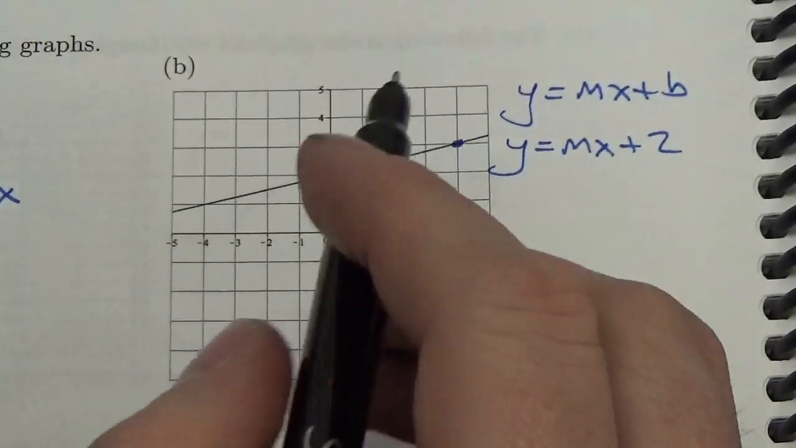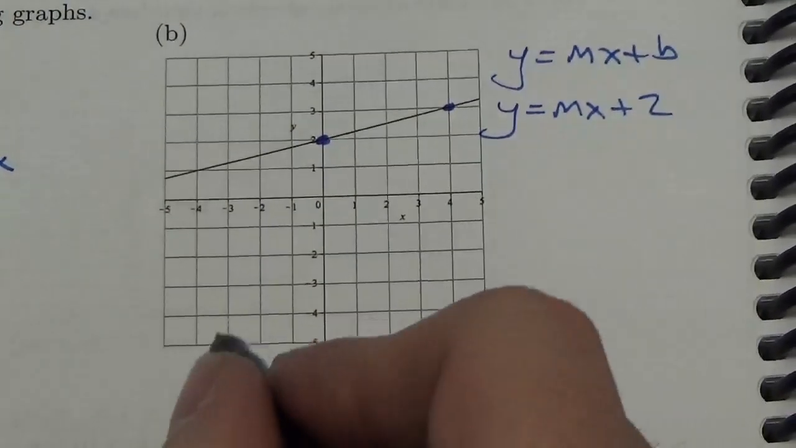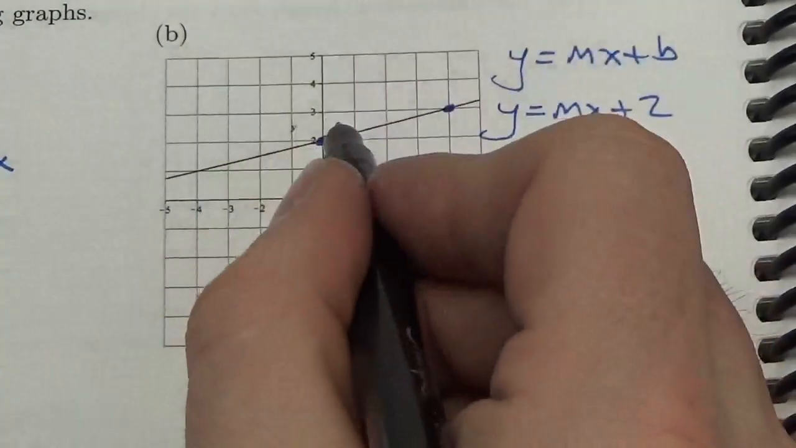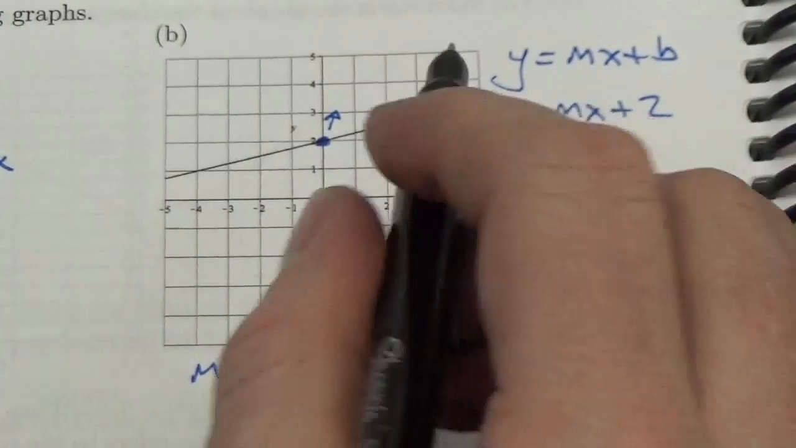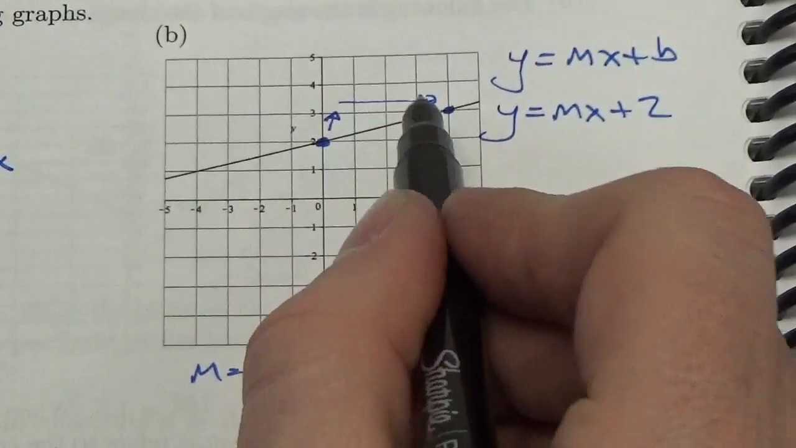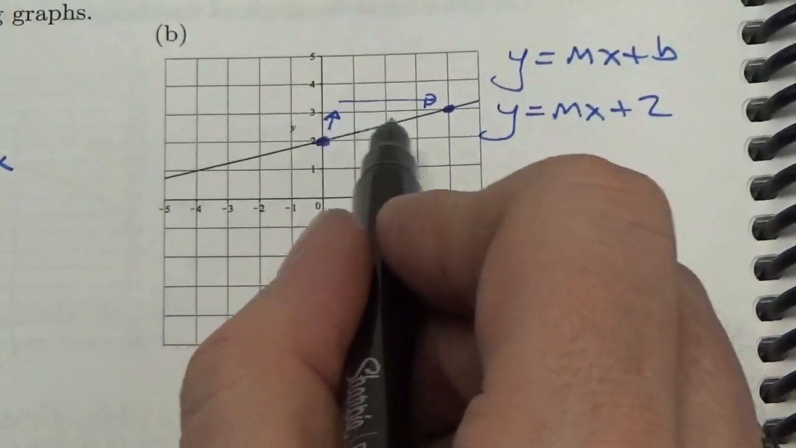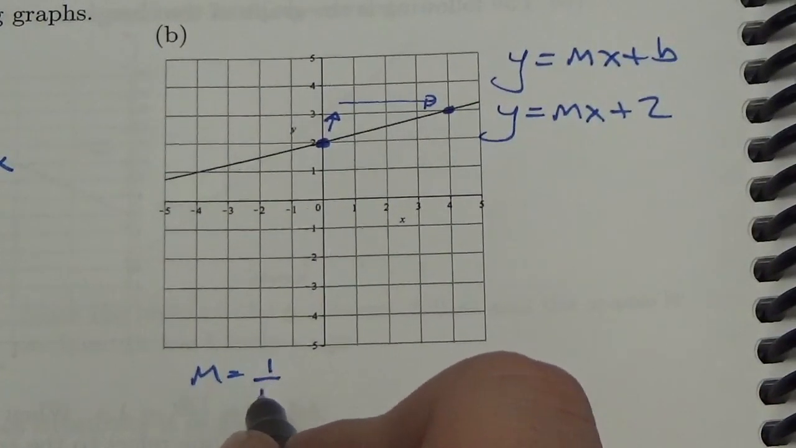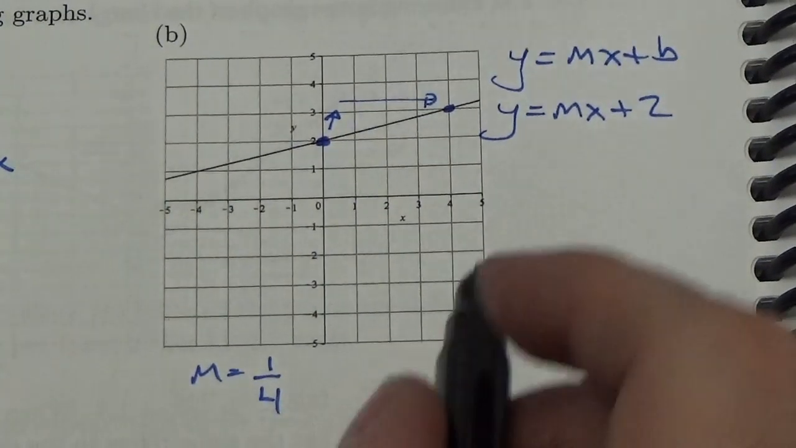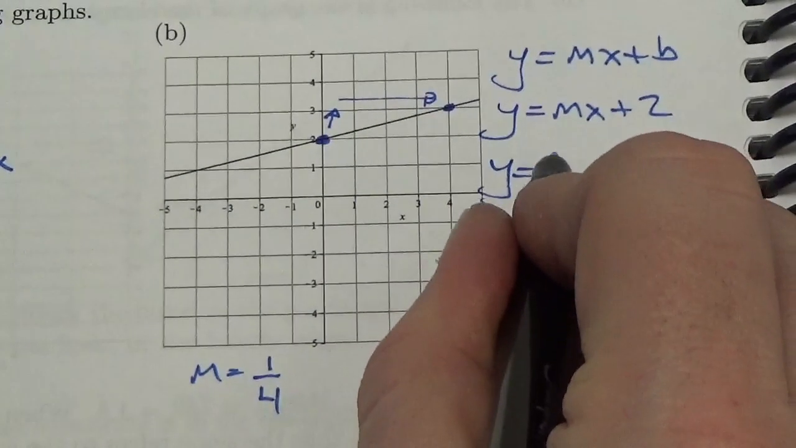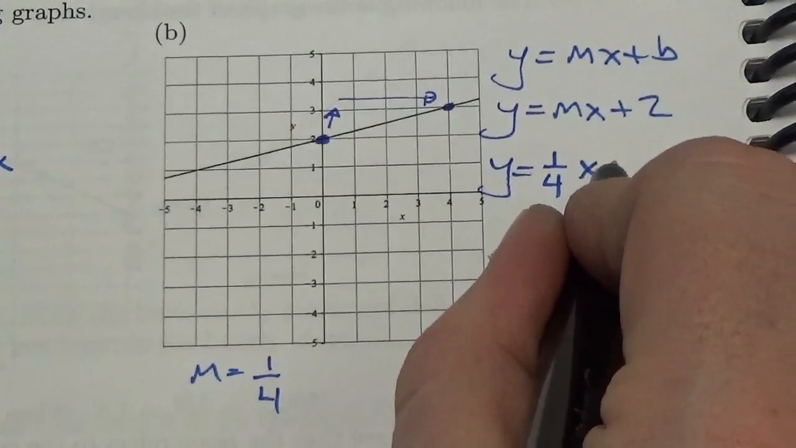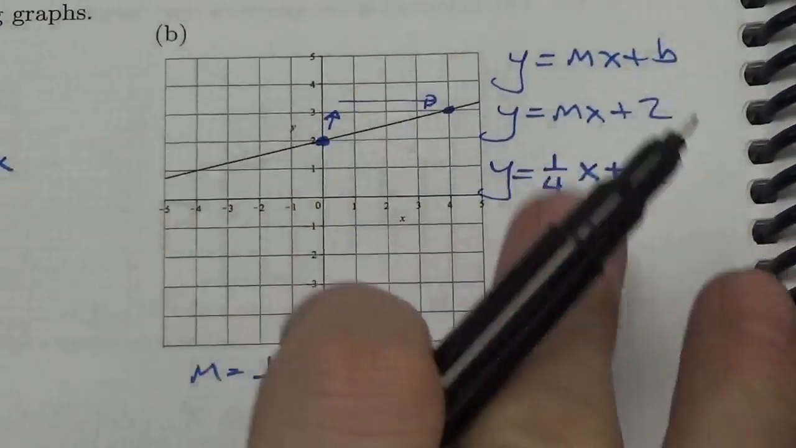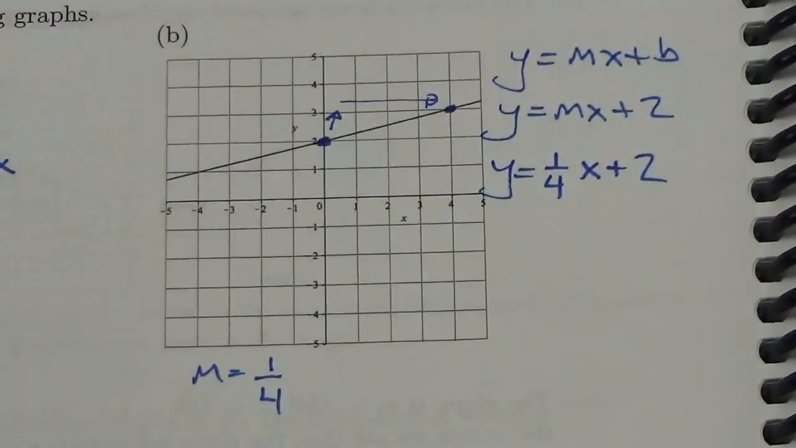So how did I get to that point right here? Let's figure out what my slope is. Well, I went up one unit, and then I came over, what is that? 4. So my slope here is going to be positive 1 over 4. And now I plug that in, 1/4 x plus 2. And that's the equation of that line.